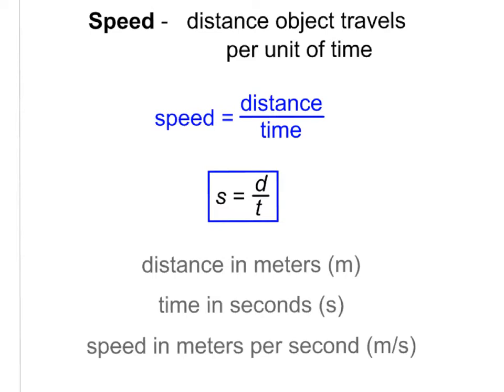So when we talk about speed, speed is equal to the distance per time. Distance divided by time. Here's a nice way we can abbreviate that. If S stands for speed, it's equal to distance, represented by a D, divided by time, represented by T. Distance is measured when we're using SI units. We measure distance in meters. We measure time in seconds. Therefore, speed is always going to be in meters per second in our SI units.